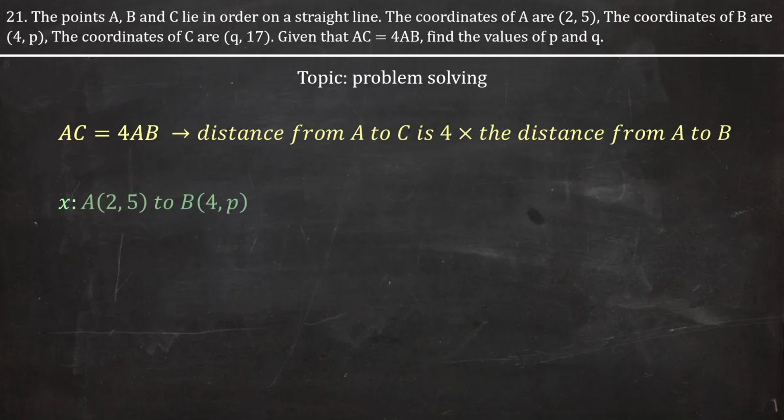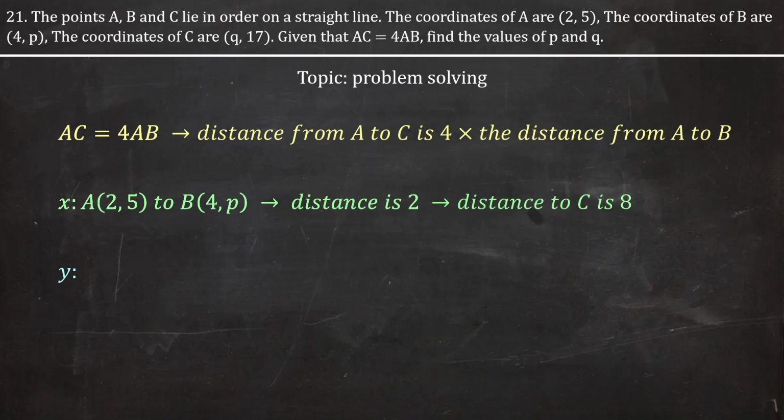This is basically the only information we need to break down the whole question, because look, for the x values, we are going to use points A and point B. So from A to B, the x values are 2 and 4. So the distance between the points is 2. If the distance between A and B is 2, the distance between A and C has to be 8. Got it? Keep that information.